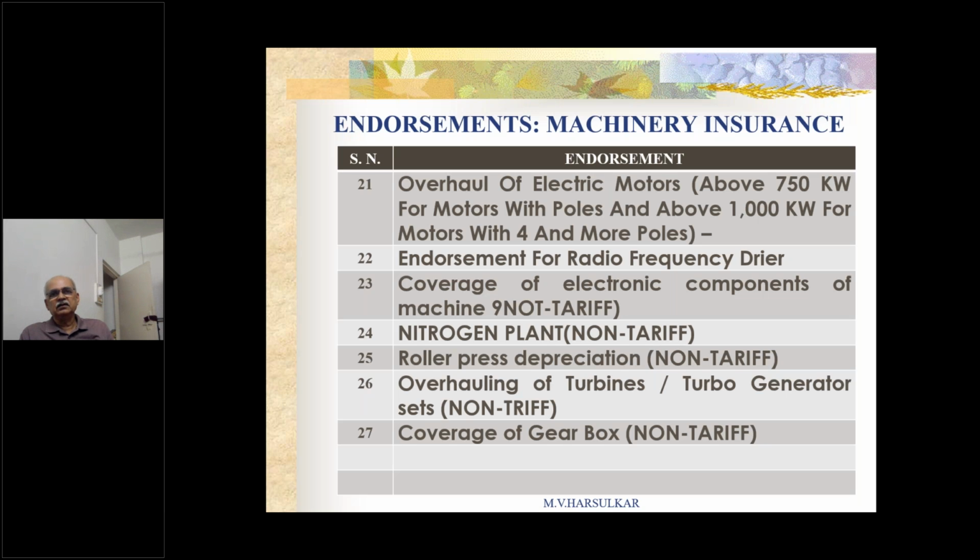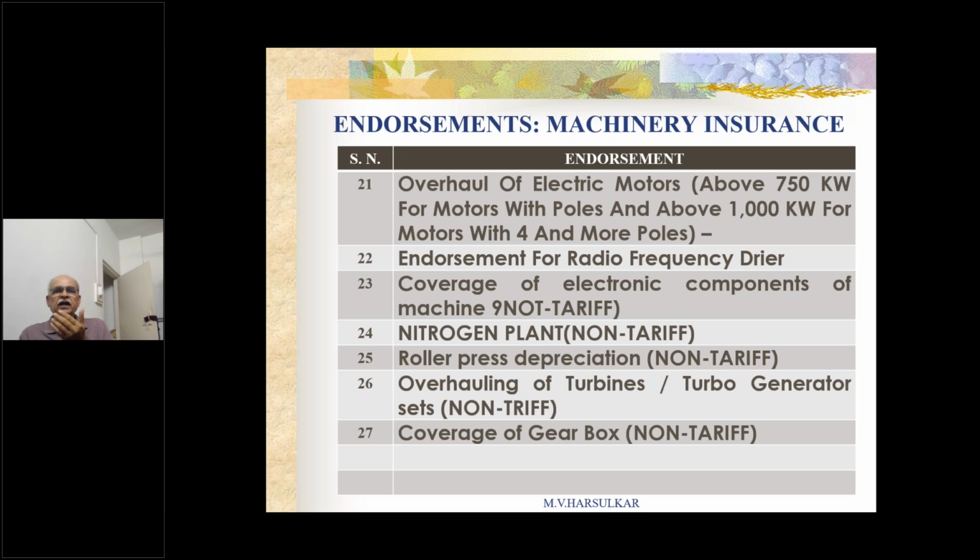And nitrogen plant, there is an endorsement. Roller press, there is a depreciation. Tariff is saying that for roller press there should be depreciation at this scale, but then the endorsement wording TSA is not given. And overhauling of turbine turbo generator sets, there is a policy condition that every 32,000 hours, the turbines and turbo generator sets need to be overhauled.